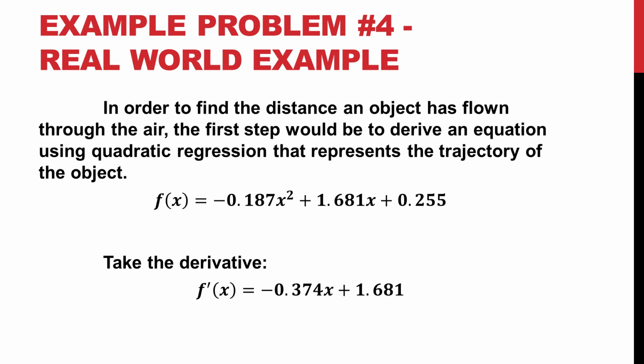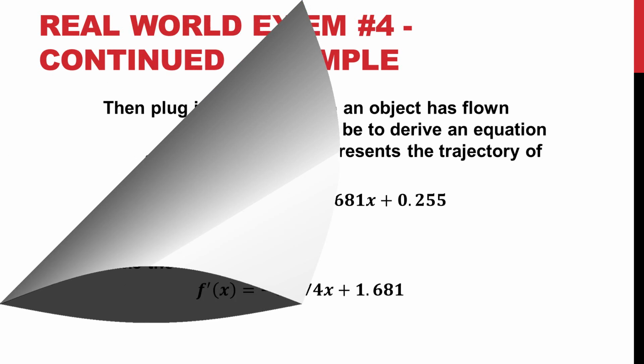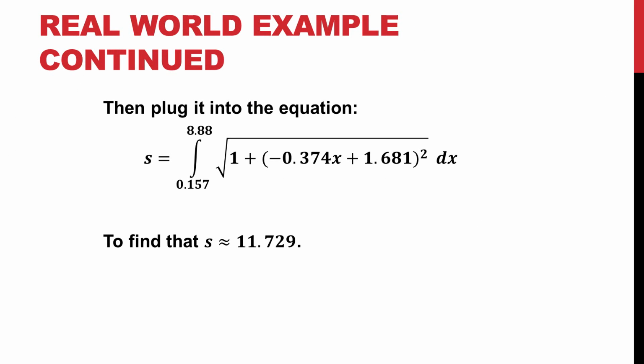The derivative is f prime of x equals negative 0.374x plus 1.681. Plug that into the equation to get s equals the integral from 0.157 to 8.88 of the square root of 1 plus (negative 0.374x plus 1.681) squared dx. With this, s is approximately 11.729.